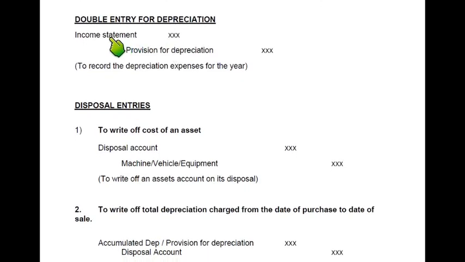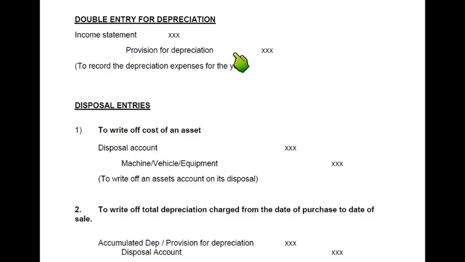First of all, we need to understand the journal entry for depreciation. As you are aware, depreciation is an expense for the business, so we will be debiting the income statement with the depreciation for the year, and crediting provision for depreciation. Now what is provision for depreciation? Provision for depreciation is a separate account. The nature of provision is credit. Why is it credit? Provision basically means an estimate for depreciation.